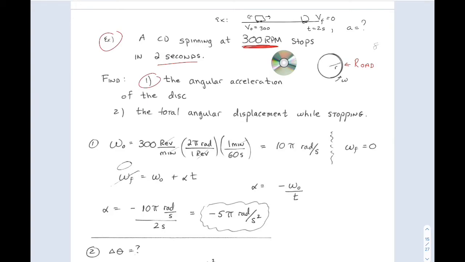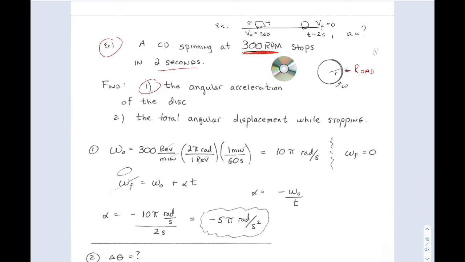Again, I showed that this is analogous to what we did in chapter 2. The numbers don't make sense for the car, but imagine I have a car moving with an initial velocity of 300, and it says it stops in 2 seconds, so V final is 0, and I'm asking what's the acceleration? That reminds you of equation 1. But now we're doing this in the rotational world. So I have a CD spinning at 300 revolutions per minute.